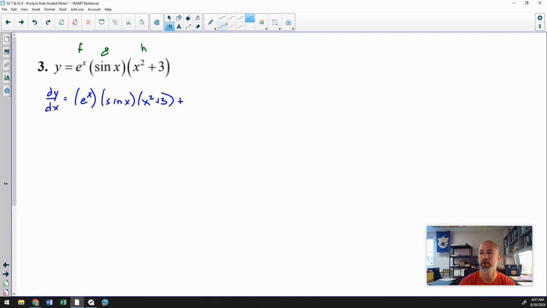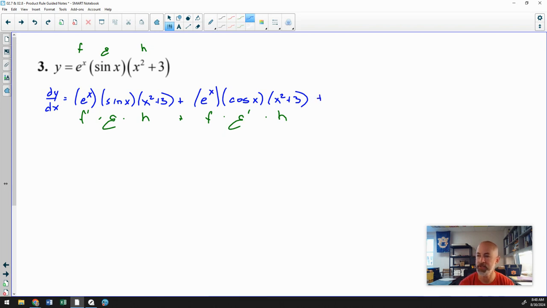Plus, so I just did f prime, I left g alone, I left h alone. Now I'm going to add to that, march my way down the line. I'm going to leave f alone. Now I'm going to do the derivative of the g function. The derivative of sine x, that's the new one. Derivative of sine x is cosine x, and then I'm going to leave h alone. So I just did g prime, and I left h alone.